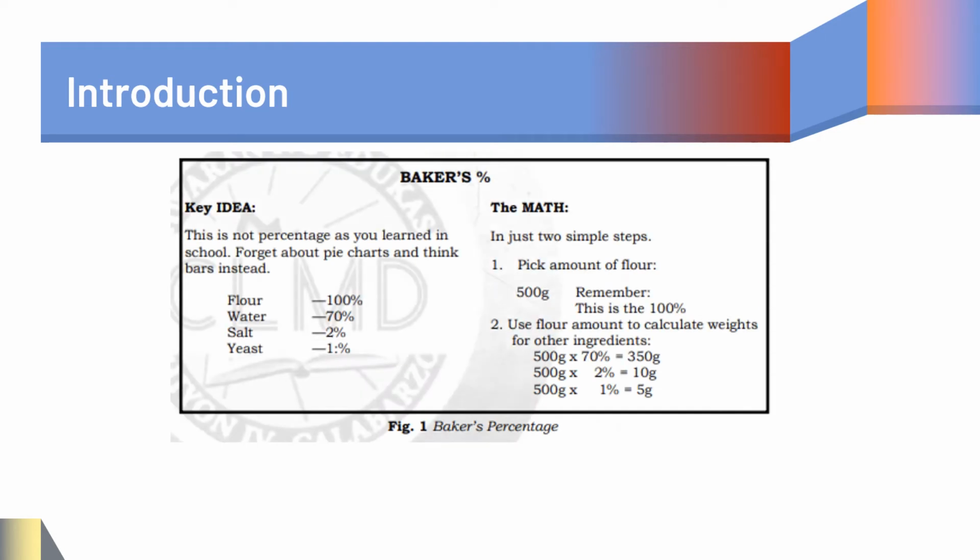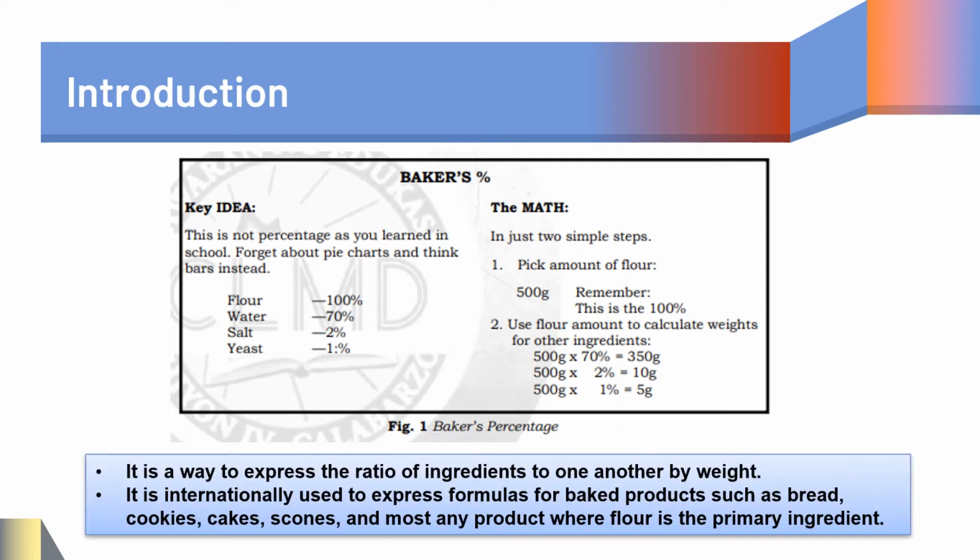You look at this figure. This is known to be the Baker's percentage, or in other references, you would see it as Baker's percent, flour weight, or Baker's mass. So this particular figure represents a way to express the ratio of ingredients to one another by weight. It is internationally used to express formulas for baked products such as bread, cookies, cakes, scones, and most any product where flour is primary ingredient.